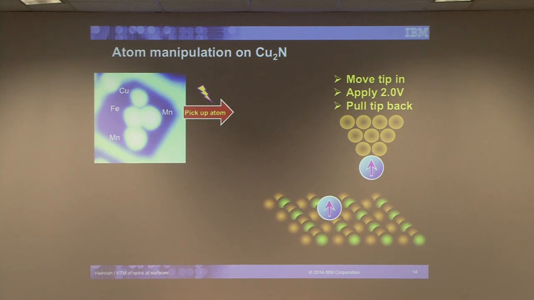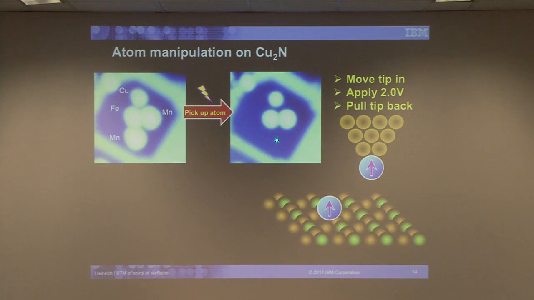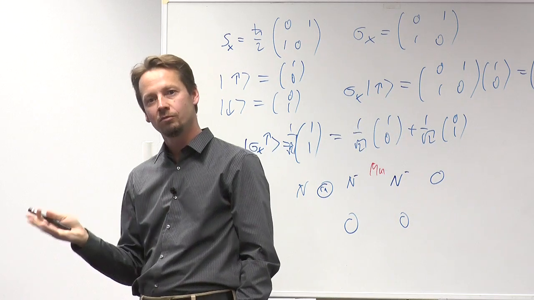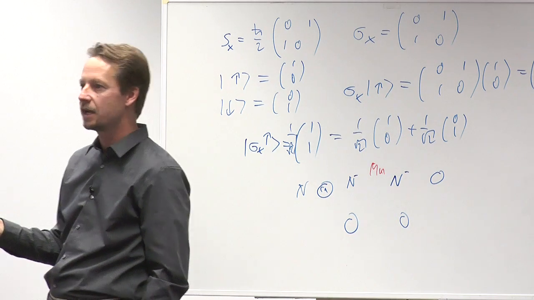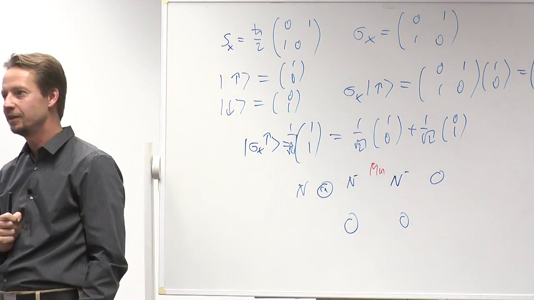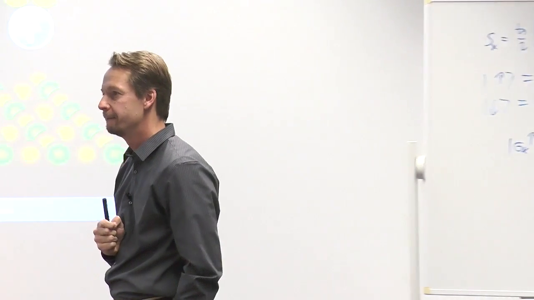Okay? Now, how do we know this? Again, a very non-trivial question. One thing we know is we can take this tip now and we can take an image of the same area. And of course, one thing you notice is that this atom is missing. So we can conclude from this, all right, we can make atoms disappear. Right? How many times does it work?